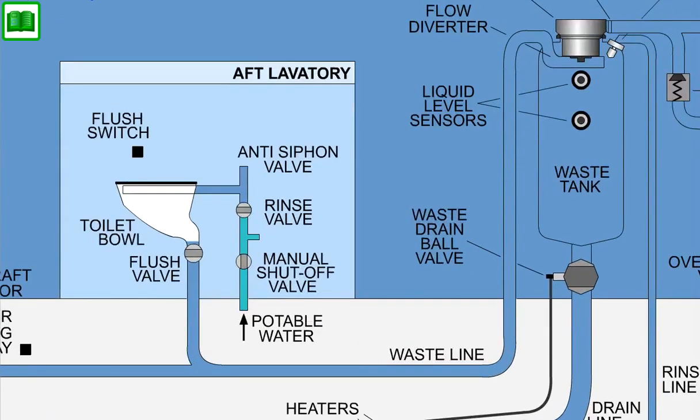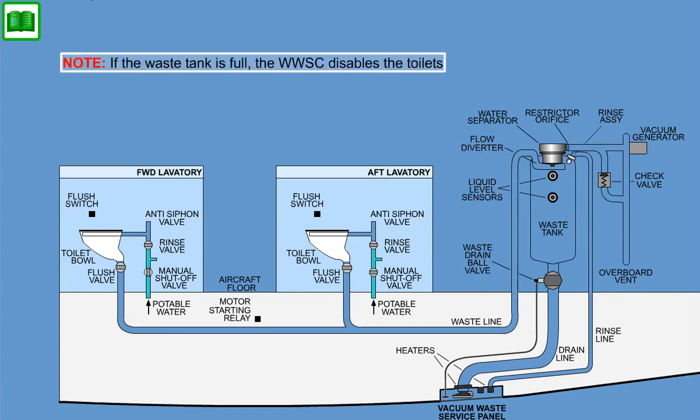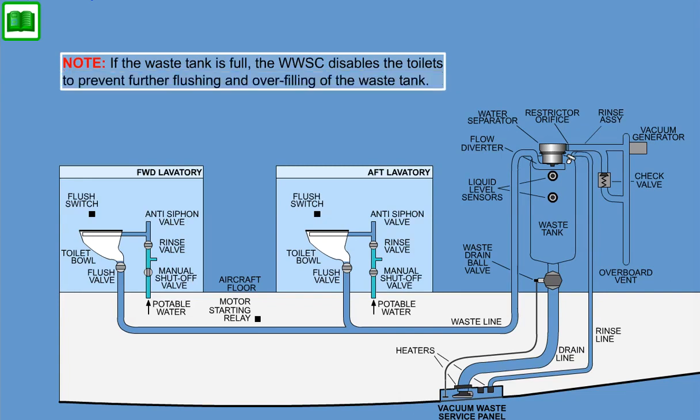Prior to opening the toilet flush valve, water is introduced into the toilet bowl through the rinse valve to rinse the bowl and aid in waste evacuation. When the rinse valve closes, the toilet flush valve is opened and the waste is evacuated to the holding tank. 10 seconds after the flush switch actuation at low altitudes, the vacuum generator is disabled and the toilet is again ready for flushing. Note, if the waste tank is full, the WWSC disables the toilets to prevent further flushing and overfilling of the waste tank.